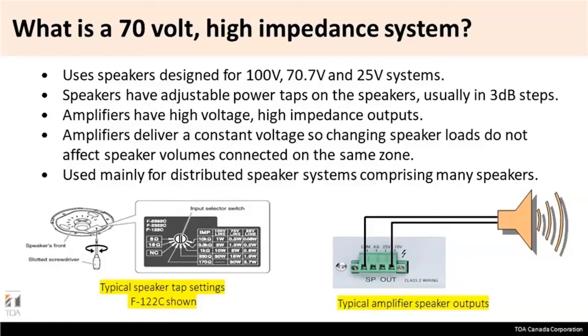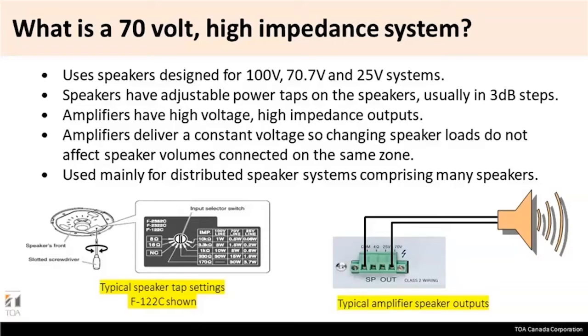You can see in the image there are multiple taps. All of these are 70 volt, but you can vary the tapping, or vary the output wattage of the speaker, just by turning the input selector switch. So it is very useful in an environment where maybe you need just 1 watt. You just set the tap at the input selector switch to, let's say, 1 watt, and see how it is performing, and then based on that, you can keep varying if you need more volume or if you need the speaker to be louder.